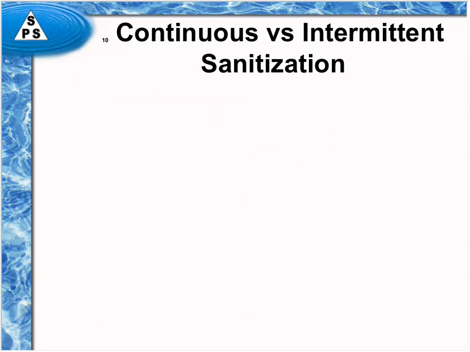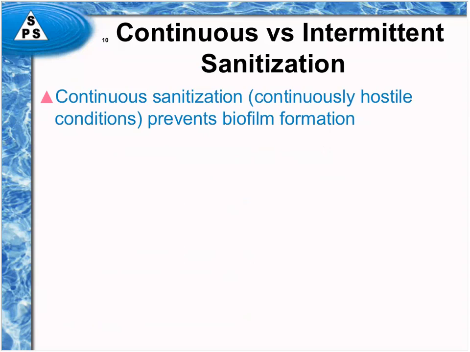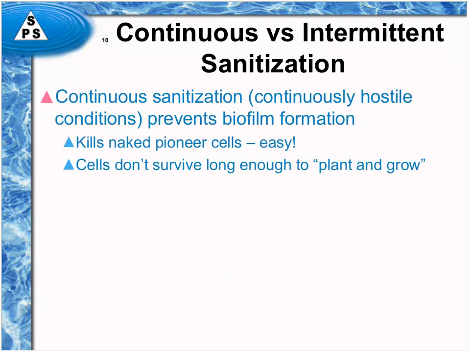Now we're going to talk about sanitization. There are two ways of approaching this, continuous and intermittent. Continuous sanitization is, just as the word sounds, providing continuously hostile conditions. And whenever you do that, it prevents the biofilm from forming to begin with. It kills very susceptible pioneer cells because there's no slime on them or anything to protect them. And they're very easy to kill when they're in that kind of condition.